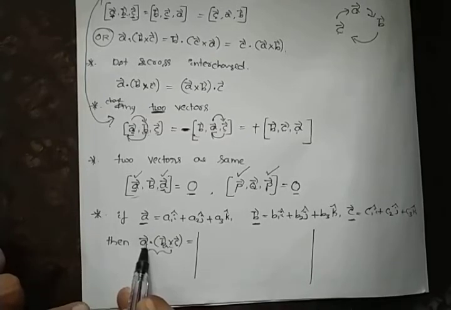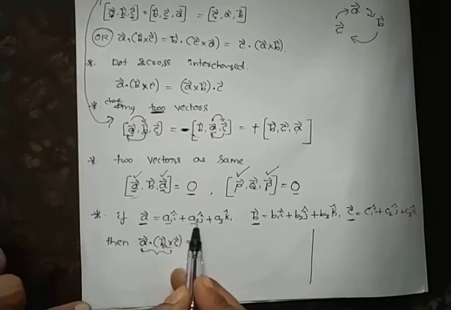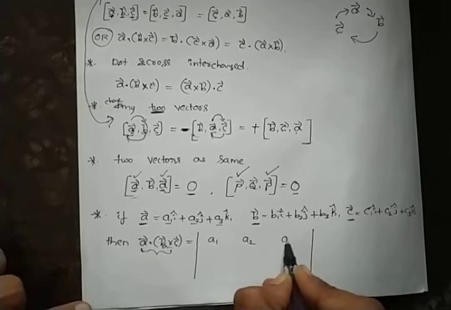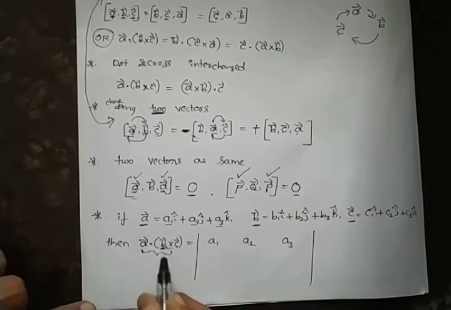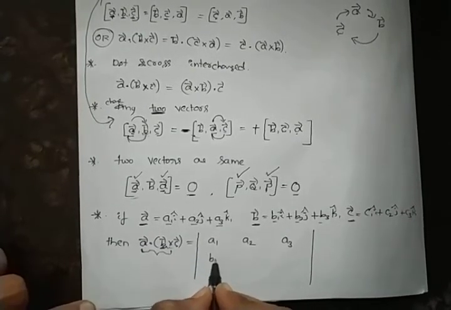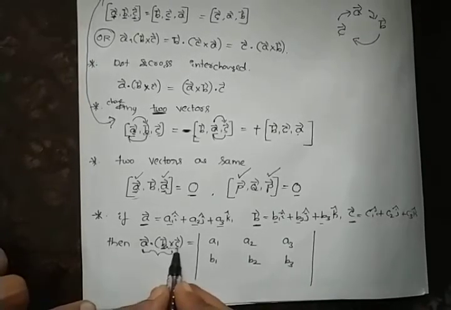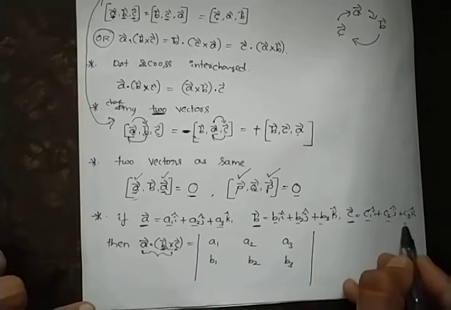First we have the vector a. Write down the scalar components of the a vector: a1, a2, a3. Next, here we have the vector b. Write down the scalar components of the b vector: b1, b2, b3. Next, here we have the vector c. Write down the scalar components of the c vector: c1, c2, c3.